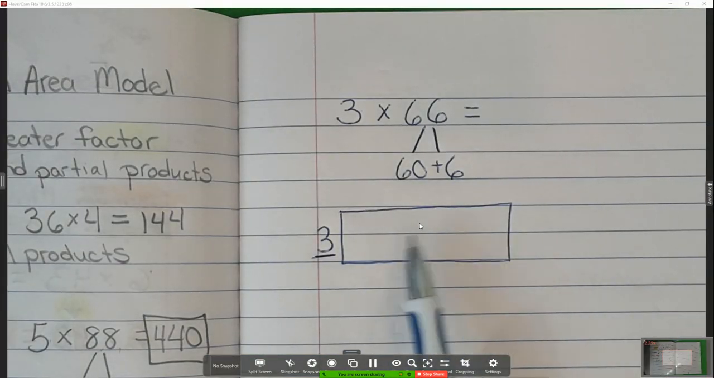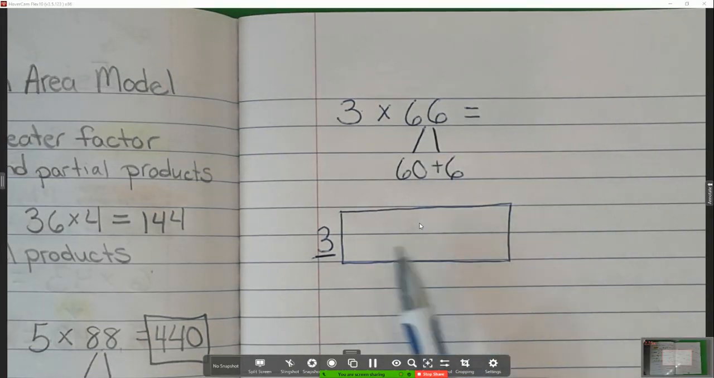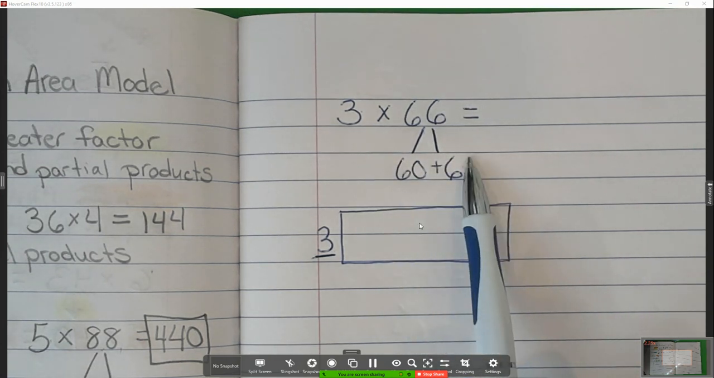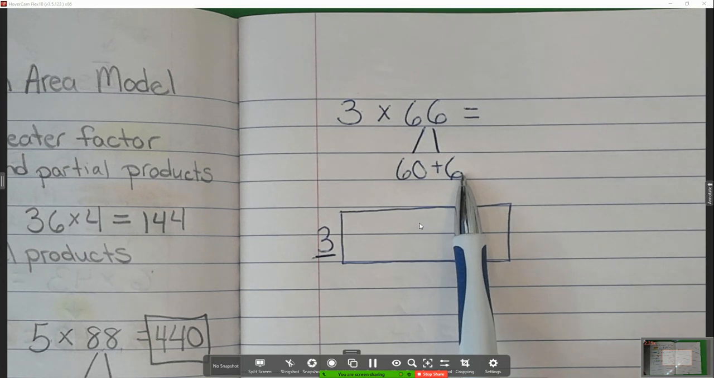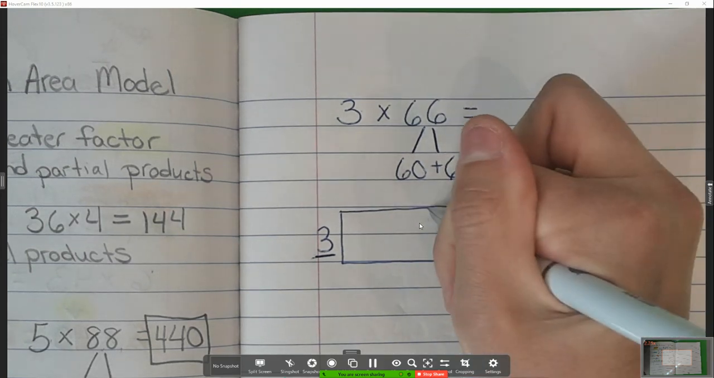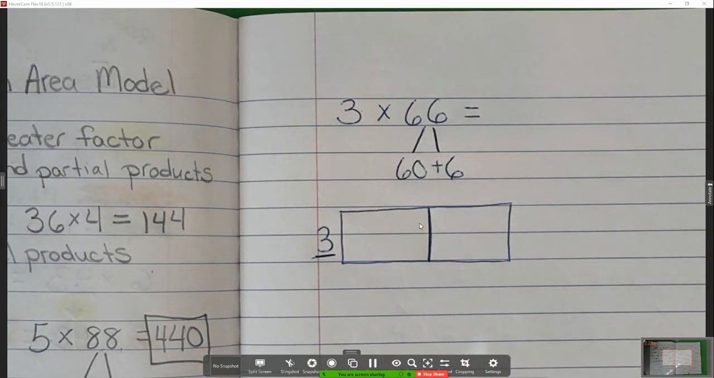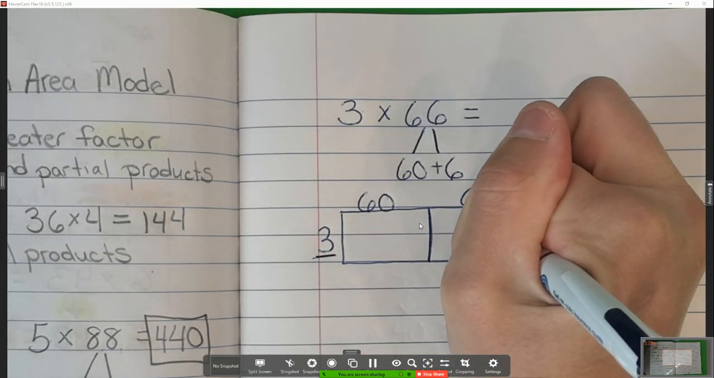So that means I'm going to only have one row because I have a 3. And how many places do I have to divide this rectangle into according to my second factor, this expanded form? Well, I have 2 because there are 2 place values. So I'm going to divide this into 2 place values. So that means I have 60, and then I put the 6.